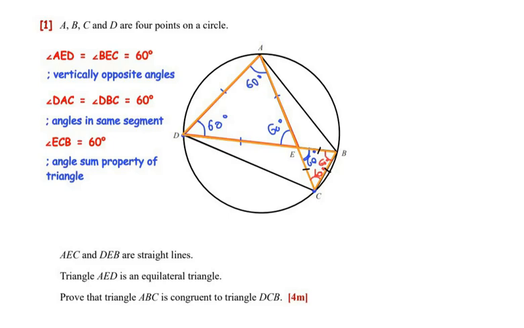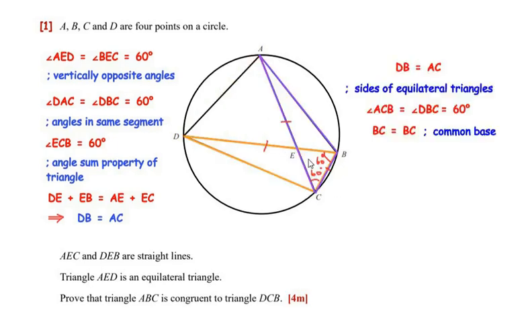So now we can say that the length DE plus EB will be equal to the length AE plus EC, which means the total length DB will be equal to the total length AC. So here we have written the same. Now once we have got this, let us focus on the triangles ABC and triangle DCB. So we have highlighted the 2 triangles which we need to prove are congruent. Congruent means they should be exactly same.